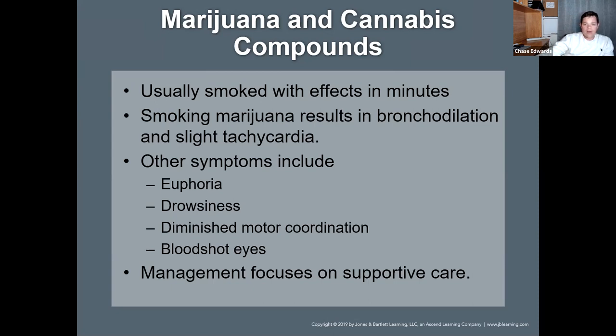So fluids and airway maintenance is going to be the most appropriate. Benzodiazepines are the recommended medication for patients experiencing a seizure from this. There's not a lot you can do. You can't Narcan them or anything like that. It doesn't work. It's just supportive care is what you're going to use. But some of these people will get excited delirium, and it gets pretty crazy.